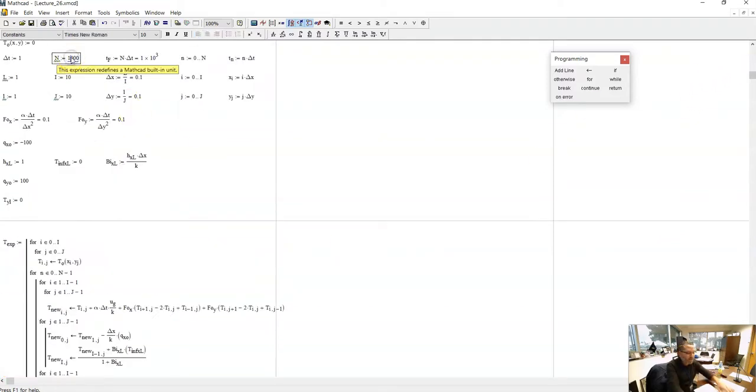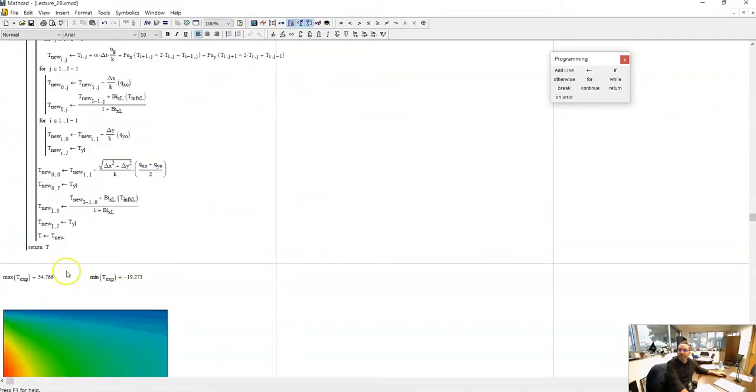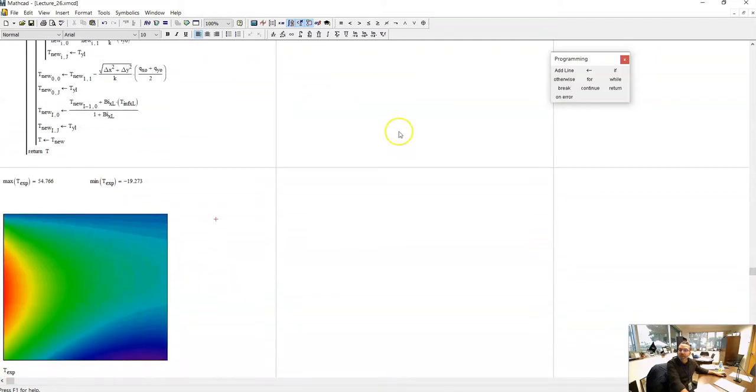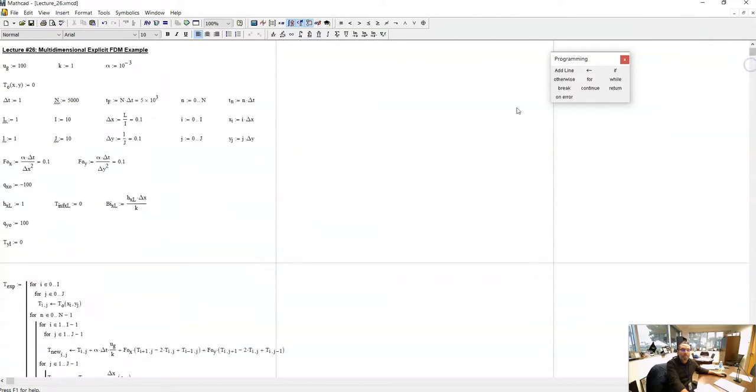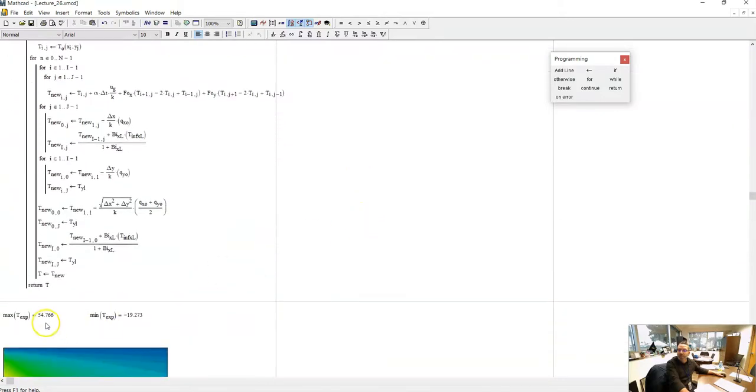So after 5,000 seconds, 54 and minus 19. So it seems to have reached some sort of steady state condition, some asymptotic condition. Or if we go to 10,000 steps, this might take a while. Well, it took a couple seconds. The number is 54.766 and minus 19.273. So basically, we have achieved steady state.